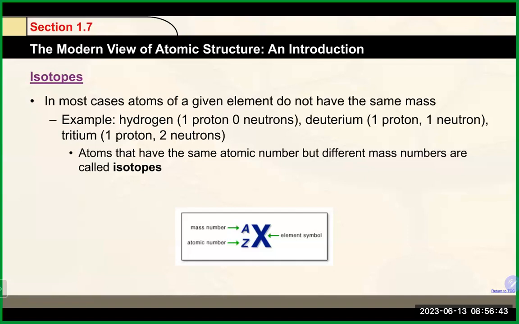Atoms with the same atomic number but different mass numbers are known as isotopes. There are a couple of ways that we write isotopes in terms of their formulas, and this is one very common way, which is what we see here.